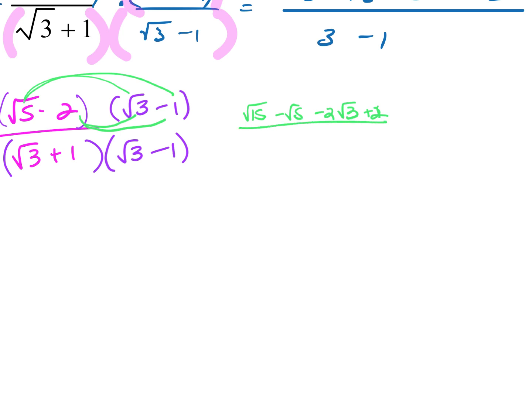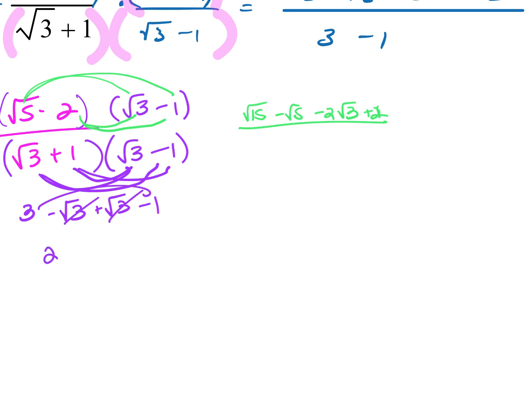Now, the denominator, you can FOIL. Root 3 times root 3, which is 3. Root 3 times negative 1, negative root 3. 1 times root 3, positive root 3. And 1 times negative 1, negative 1. 3 minus 1 is 2. Negative root 3 and positive root 3 are going to cancel, so this whole thing goes over 2.